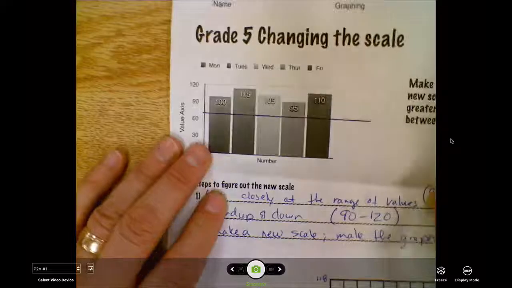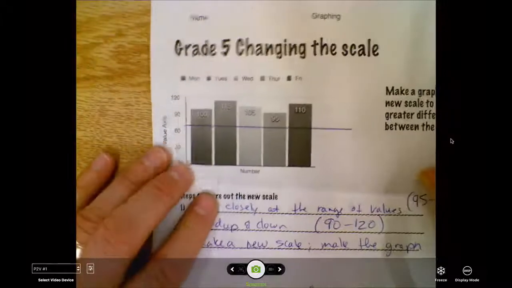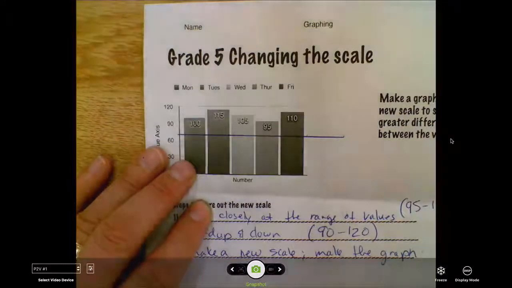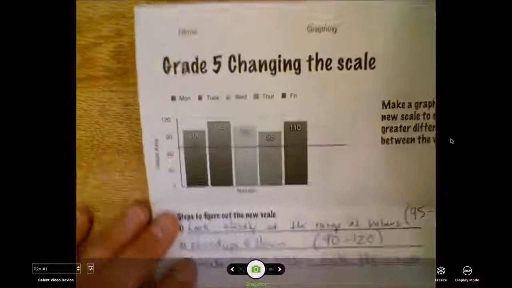Grade 5. This is all about changing the scale of a graph. Grade 4, it's been nice knowing you. You don't need to listen to this, but you're welcome to.